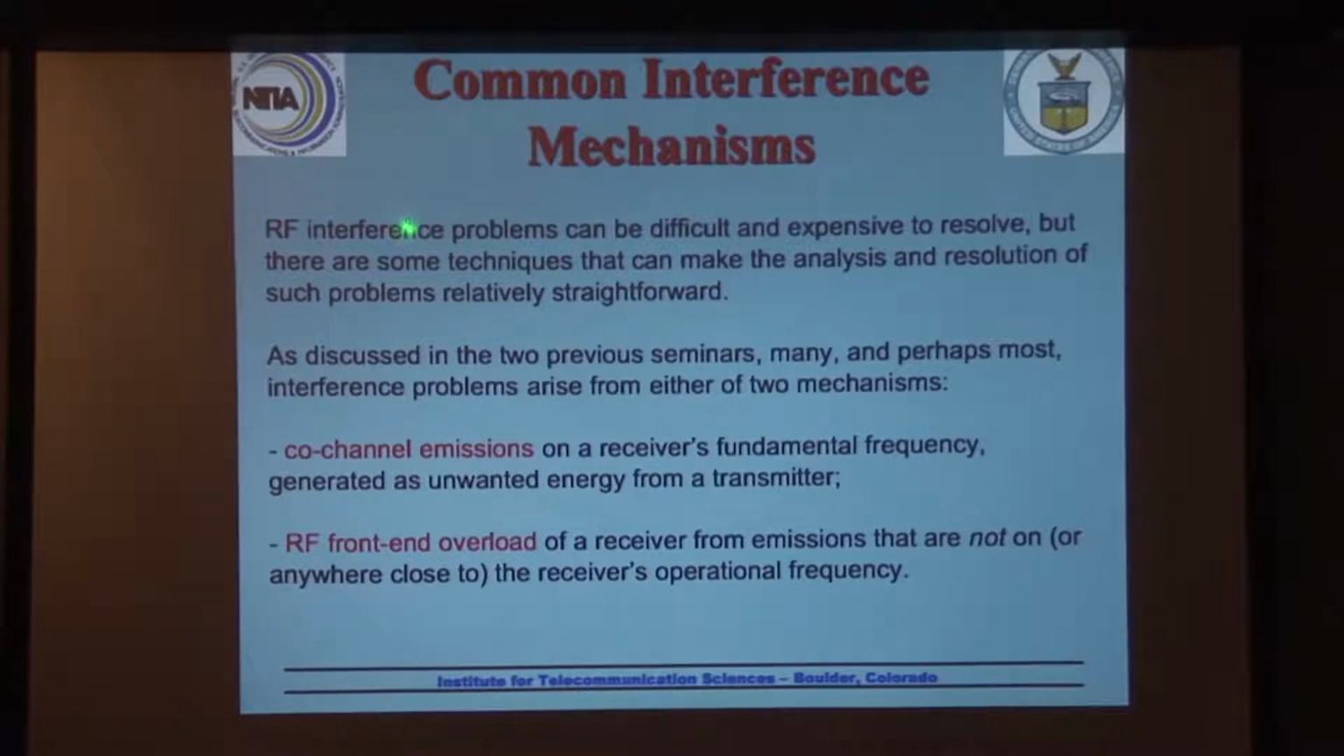Given that any interference problem can be really difficult and expensive to resolve, there are some techniques that can make the analysis of the problem and the resolution of the problem relatively straightforward. So let's walk through it. Suppose that someone thinks that they have an interference problem. You've talked to them on the phone. Your management or your company decides that they really do want to investigate it as an RF problem. The chances are that they're either getting co-channel emissions, that is emissions on the receiver's fundamental frequency from some transmitter, or the receiver is developing a front-end overload problem.